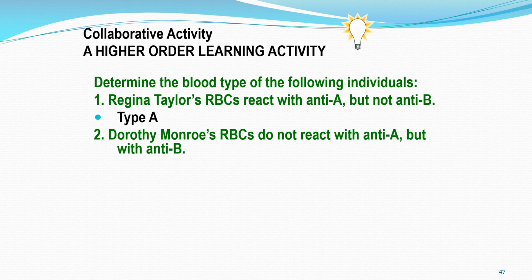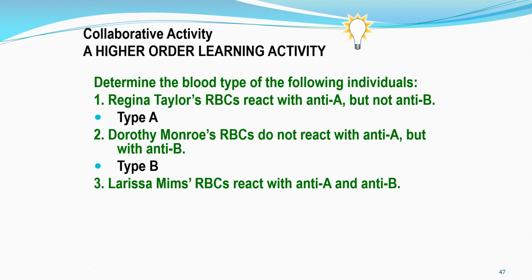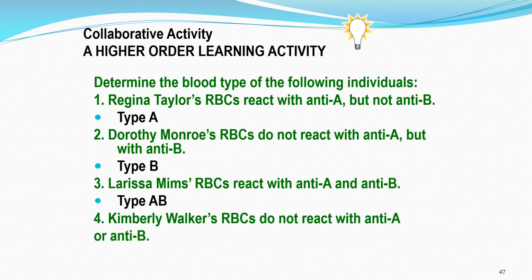She's type A. Miss Monroe's RBCs do not react with anti-A but do react with anti-B. What's the answer? Type B, right? Miss Mims' RBCs react with anti-A and anti-B. A and B, right? She's type AB. And then Miss Walker's RBCs do not react with either anti-A or anti-B. So what is her type? Type O, right? Guys, make sure you go over this and study this. You're going to need to know this. It's really not hard once you get the premise down.